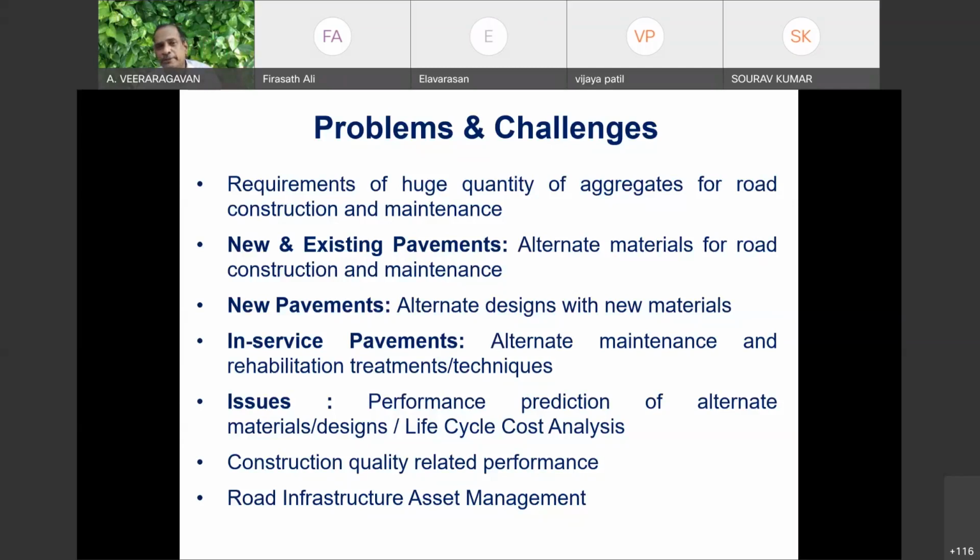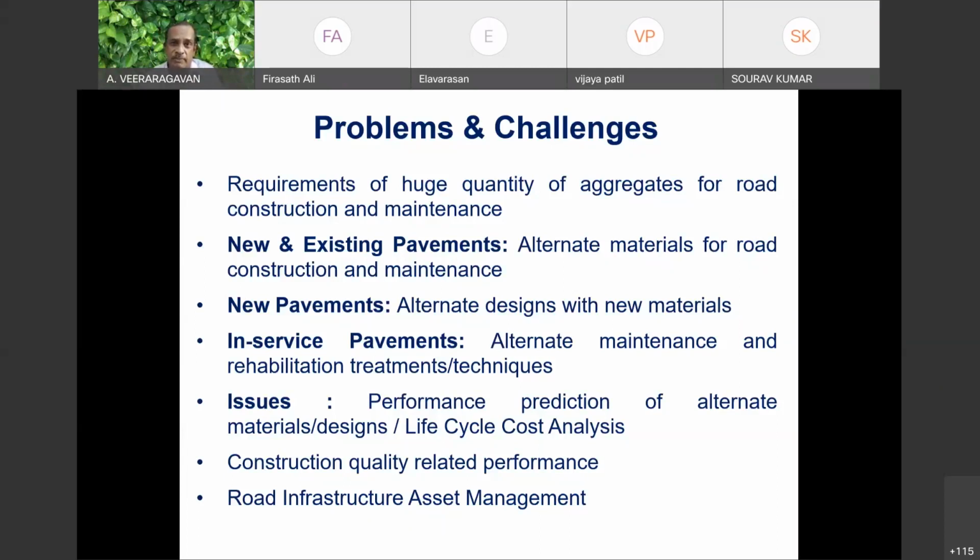You should be able to suggest which design will work better, not only based on the initial cost, but you should be able to say which design is likely to perform better, which design is likely to give you a rut-free pavement, a crack-free pavement, a good riding surface.